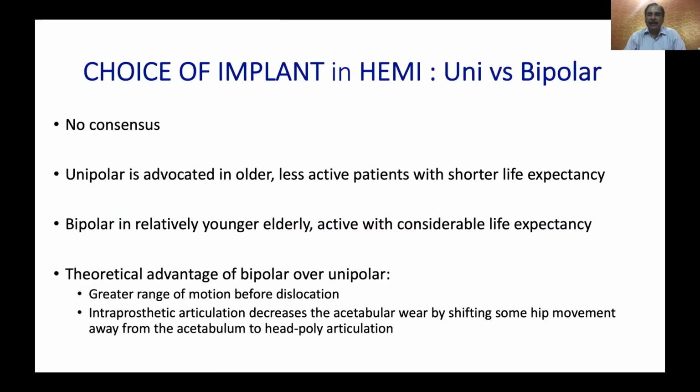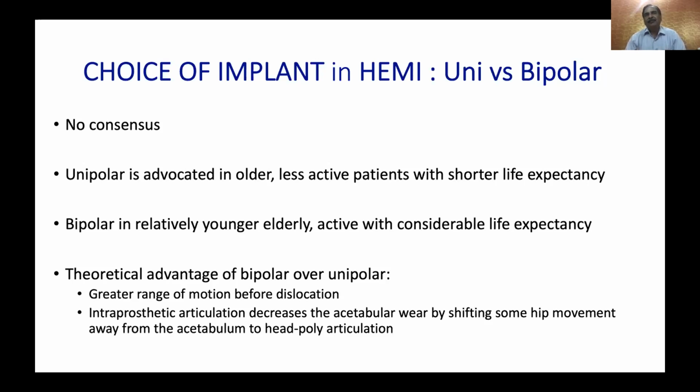So what about hemi? Should it be unipolar or bipolar? There's no consensus, but then it is said that if the patient is older and only homebound ambulatory, and of course less active or has shorter life expectancy, then you can do a unipolar. On the other hand, with the relatively younger elderly who are active, who are community ambulators with considerable life expectancy, you can take bipolar. There's a theoretical advantage of bipolar over unipolar, that there's a greater range of motion before dislocation, and the intraprosthetic articulation decreases the acetabular wear by shifting some hip movement.